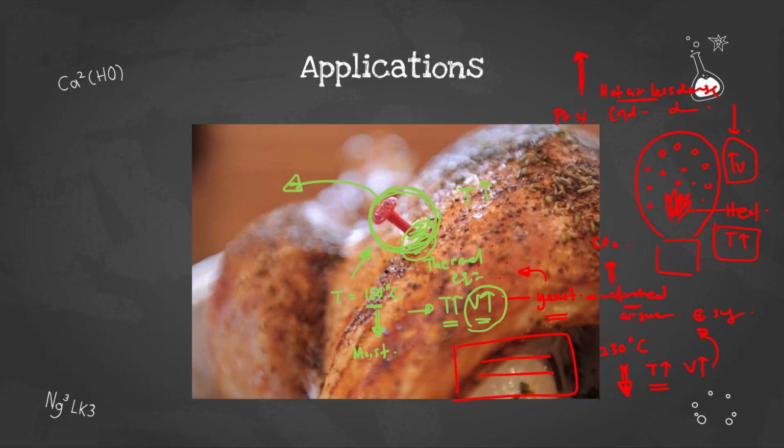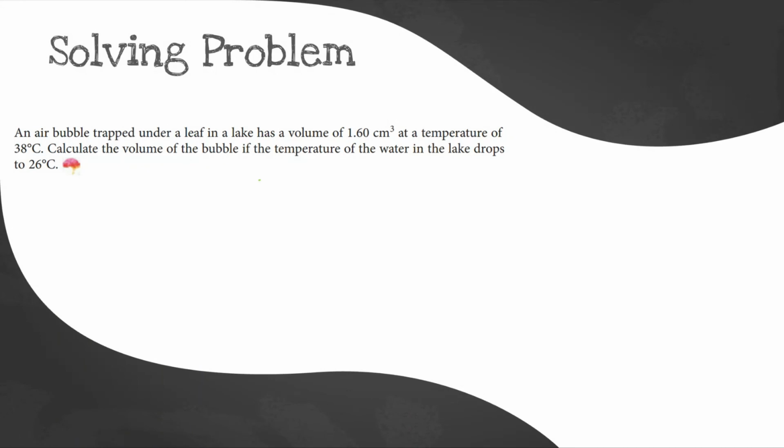let's solve a problem involving Charles Law. Okay, an air bubble trapped under a leaf in a lake has a volume of 1.6 cm3 at a temperature of 38 degrees Celsius. Calculate the volume of the air bubble if the temperature of the water in the lake drops to 26 degrees Celsius. So we have the same bubble in two different conditions. Satu dekat 38 degrees Celsius, satu dekat 26 degrees Celsius. So dia nak suruh kita cari volume dalam 26 degrees Celsius.